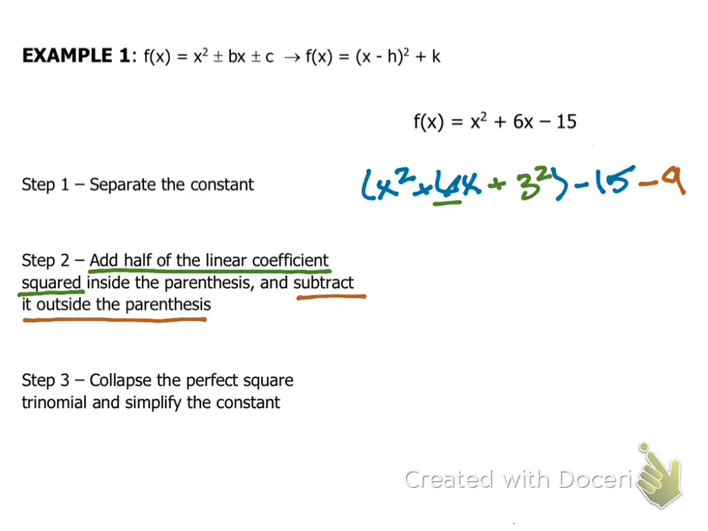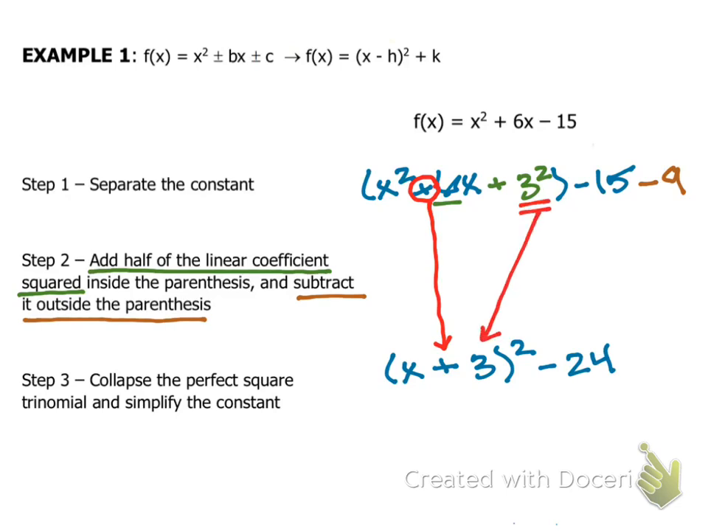The last thing that we do is collapse the perfect square. So we'll have x plus 3 squared and simplify the constant. So minus 15 minus 9 gives me minus 24. When we collapse the perfect square, it will always work like this. Whatever this sign is, will be the sign here, and this number will always go there.